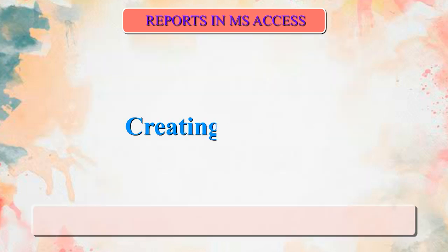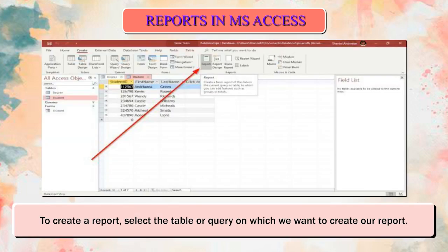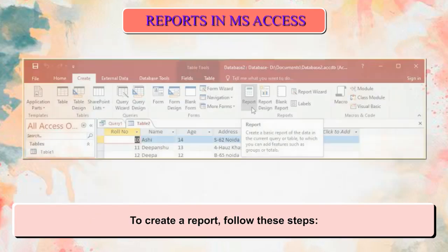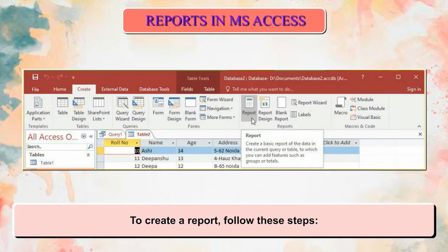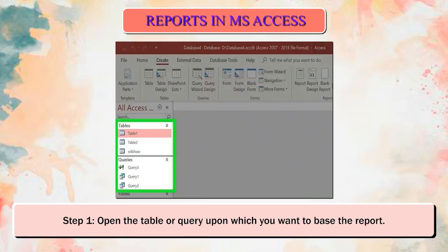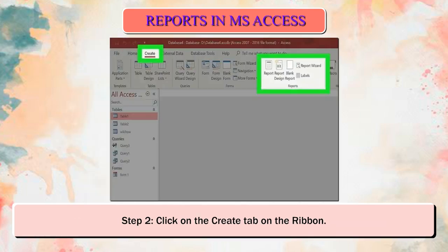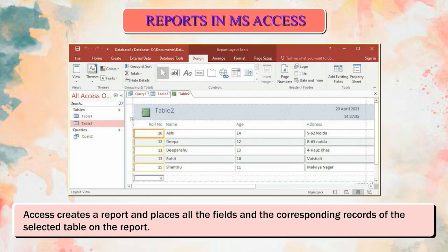Creating a report. To create a report, select the table or query on which we want to create a report. To create a report, follow these steps. Step 1. Open the table or query upon which you want to base the report. Step 2. Click on the Create tab on the ribbon. Step 3. Click on the Report option in the Reports group. Access creates a report and places all the fields and the corresponding records of the selected table on the report.